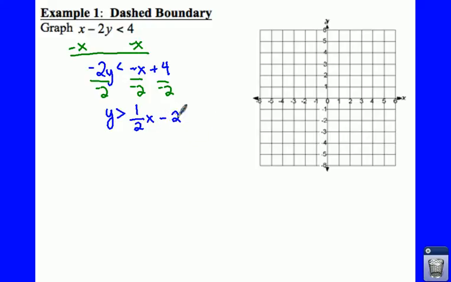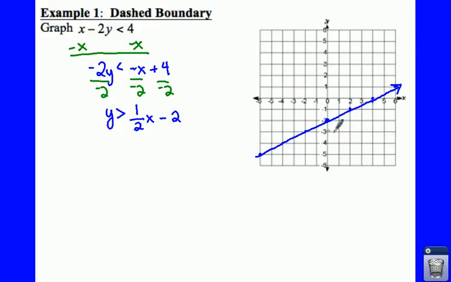So let's go ahead and graph this line just like you would any line that's in slope-intercept form. You're going to go down 2, put your first dot. Then you're going to use your slope, up 1 over 2. It's a positive slope. Up 1, over 2, up 1, over 2, up 1, over 2. And then just draw on your line.